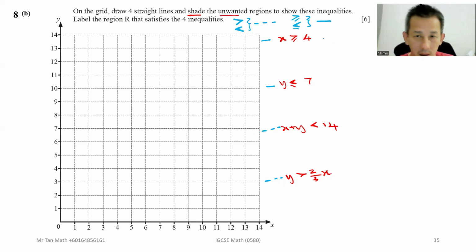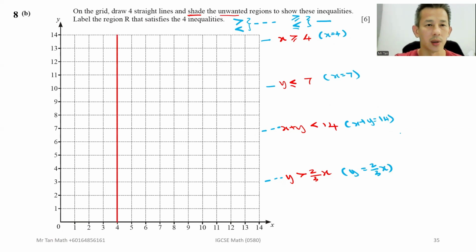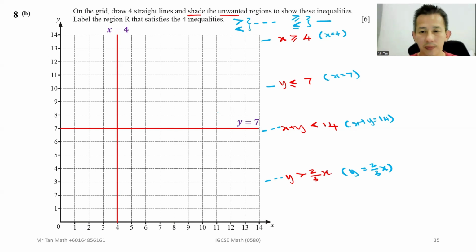This will be x equal to 4. This will be x equal to 7. This will be x plus y equal to 14. This will be y equal to 2/3 of x. First one, you draw the line, label. x equal to 4, it will be a vertical line. Okay. And y equal to 7. And then x plus y equal to 14.